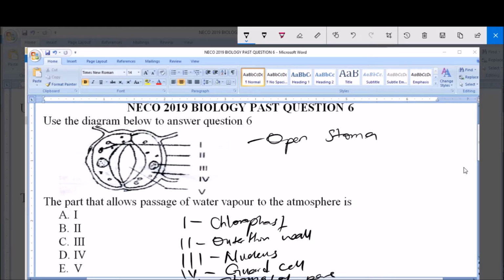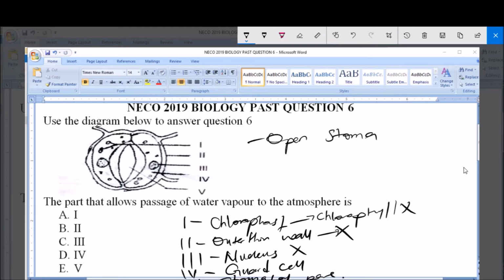Now they say the part that allows passage of water vapor to the atmosphere is, now the chloroplast, like we know, contains the chlorophyll that is responsible for photosynthesis. So it cannot be what we are looking for. Now II is the outer thin wall that helps to protect the stoma, so it can't be this. Then III is the nucleus which regulates the activities going on in this stoma, so it can't be this.